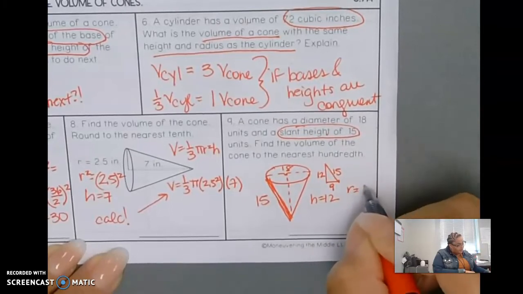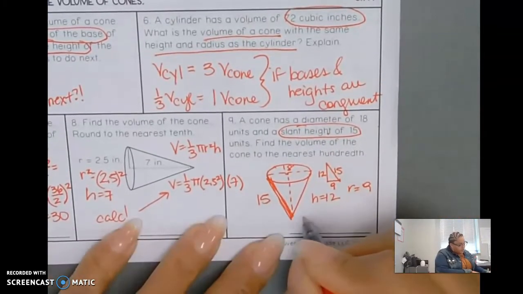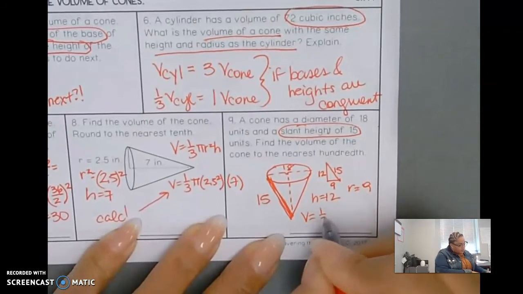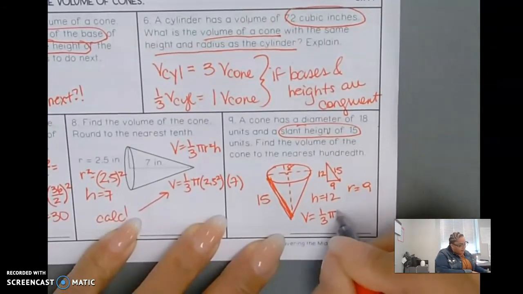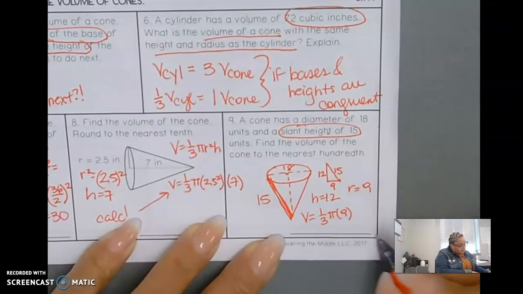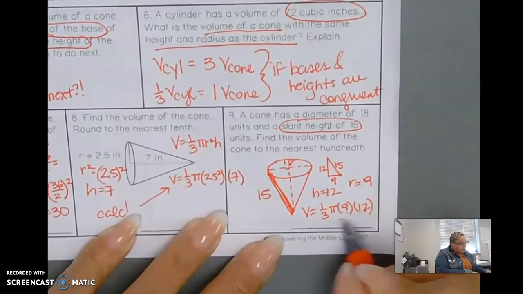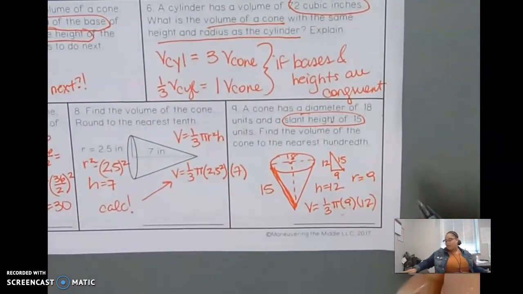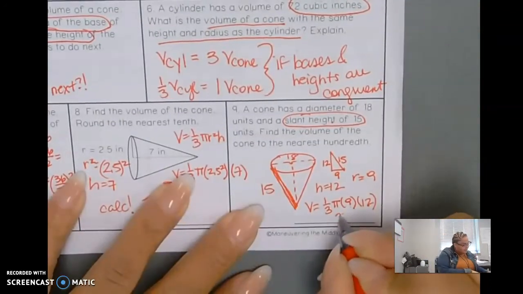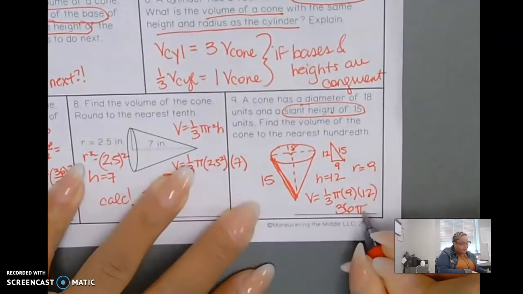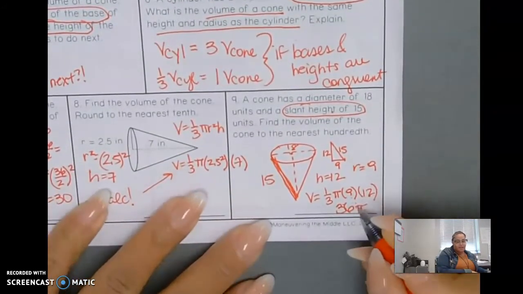My r is 9. So volume equals 1/3 pi times 9 times 12, which is my height. So 9 times 12 is 108, and 1/3 of 108 is 36 pi, and then this will go directly in your calculator, but again, this answer is given to you in terms of pi.